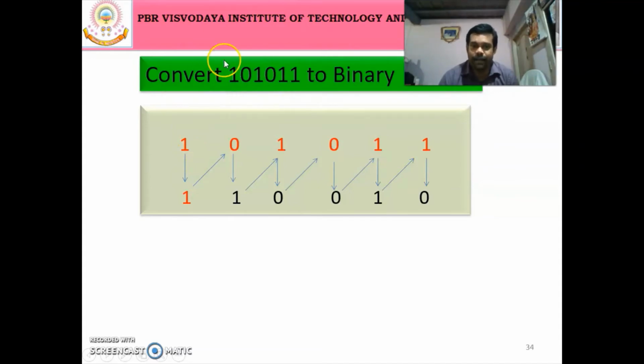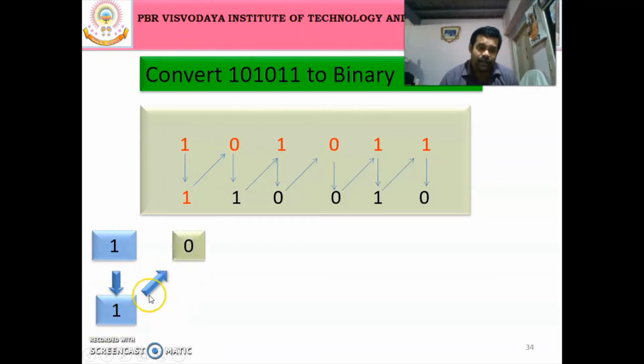So first we are going to convert this gray number, 101011, to binary. First we write the first gray bit, 1, as it is. Then we XOR this binary bit with the next gray bit, and write the result. XOR of 1 and 0 is 1, and 0 and 1 is 1. For 0 and 0, and 1 and 1, it is 0.